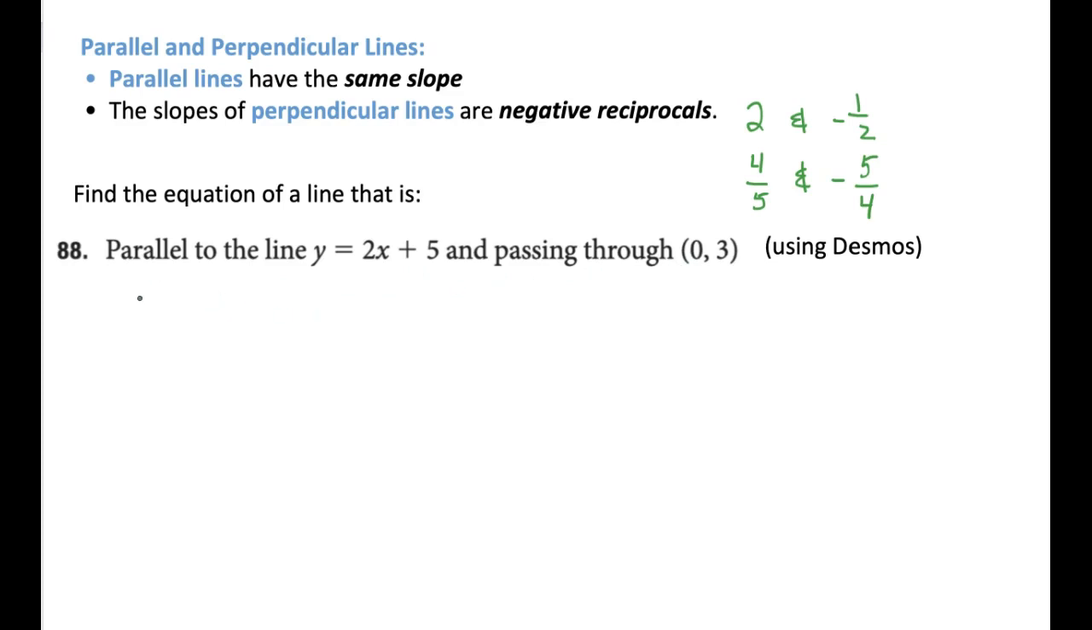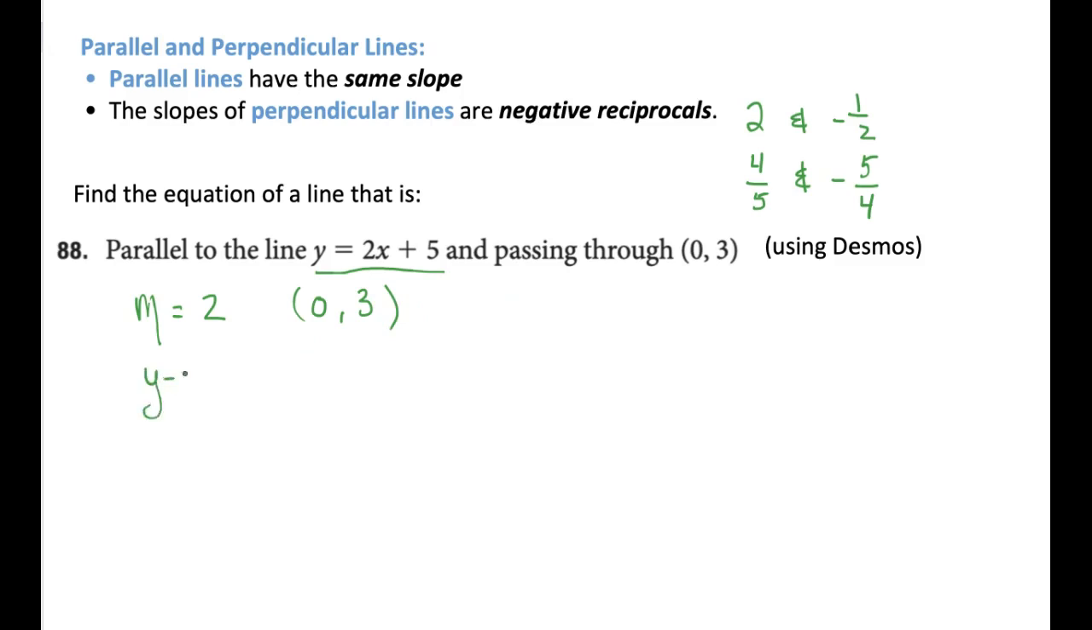So from this equation right here, we know that m, the slope, is 2. And we know that the point it passes through is (0, 3). And we have point-slope form, so that's what we're going to use.